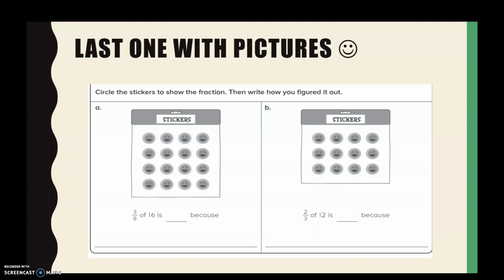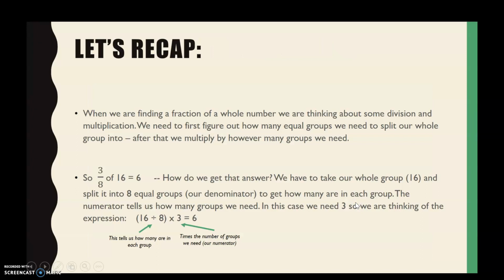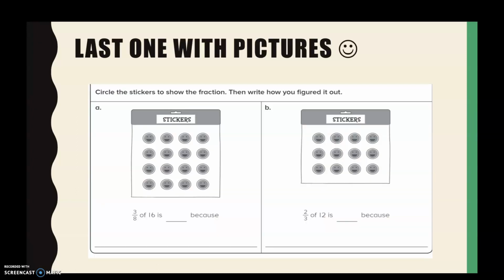So let's try another one with pictures. So think about 3/8 of 16. I'm thinking I have 16 stickers. I want to divide them into 8 groups. And then I want 3 of those groups. And 2/3 of 12. Take my 12, split them into 3 groups, and then I want 2 of them. Hopefully, you are thinking about what those answers would be.